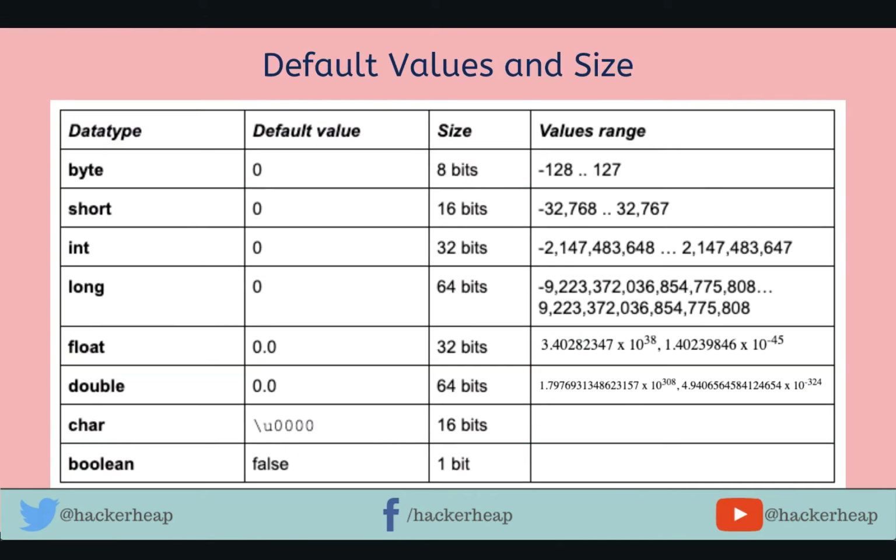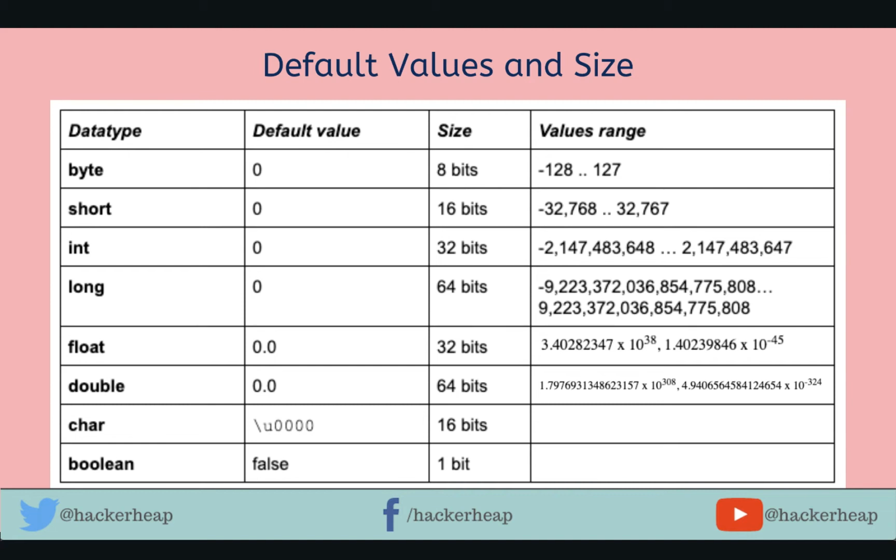So we have these data types. The default value of byte, short, int, and long are zeros. Even for float and double it's zero, but when you try to print it out, it will print as 0.0. And the size of byte is 8 bits, short is 16 bits, integer is 32 bits, and long is 64 bits. And you can also see the value ranges there.